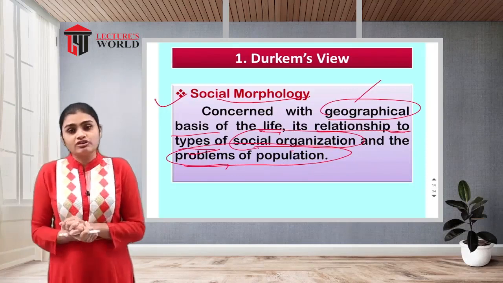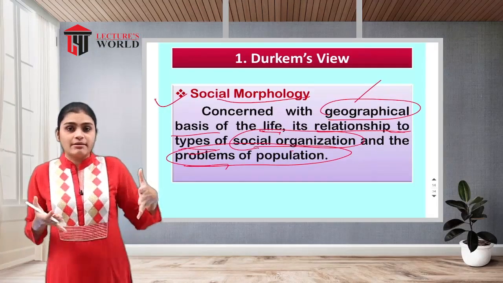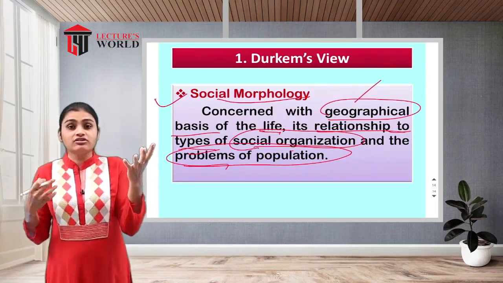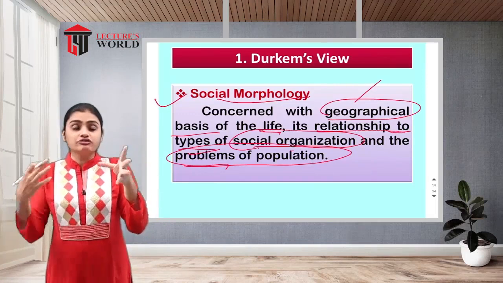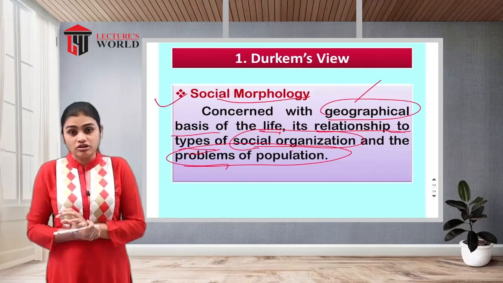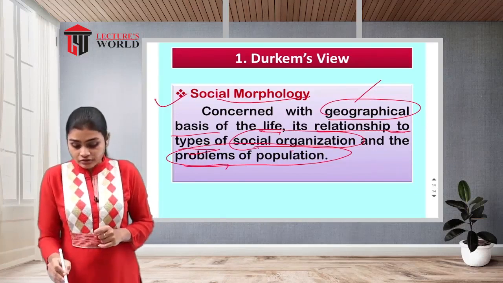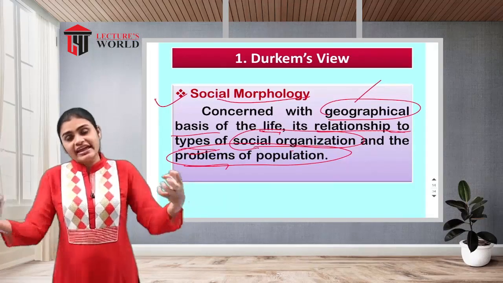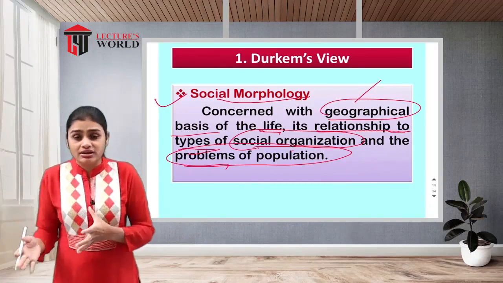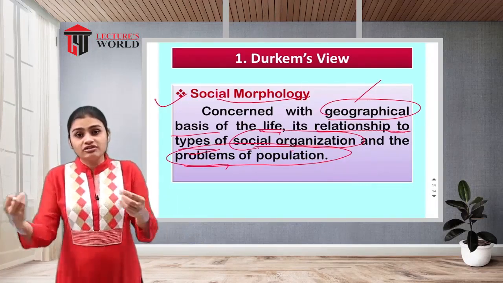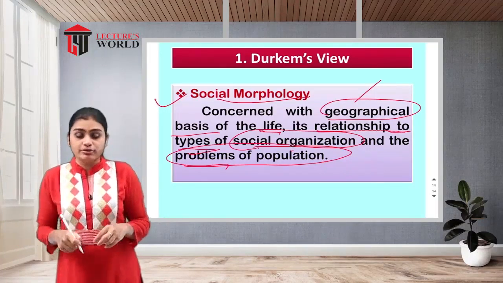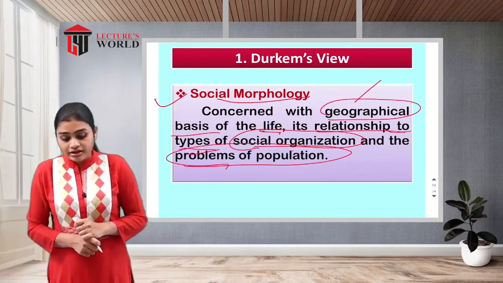Social organization might be our family. Our family is one social institute, or any organization in which a group of people are working together to attain the same goal. That is called a social organization. So the geographical area affects that particular group of people, and the type of relationship also affects that particular area or population. That is what Durkheim's view says.